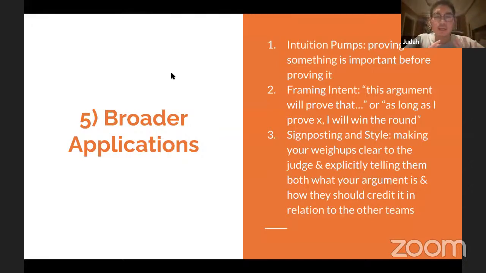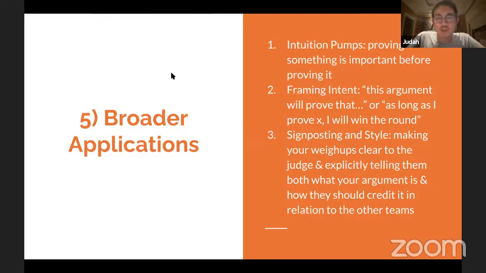The first is to use it as an intuition pump. So prove that something is important before proving it. This is done a lot by Australian speakers, I think, when they start their speech with an opening line, or not just Australian speakers, a lot of speakers generally. They start off with an opening line because you have to prepare the judge, so to speak, for what you're about to prove. So if you're about to prove something particularly controversial or particularly different from what your opening was bringing, this is really important, because if you develop some intuition for that point, it is more likely that the judge will buy it, or more likely that it sounds more important.